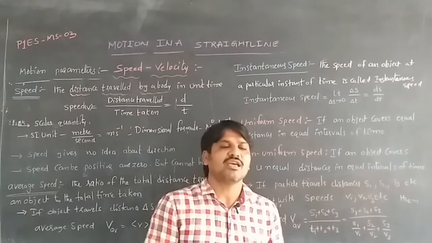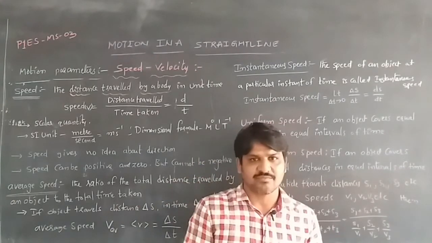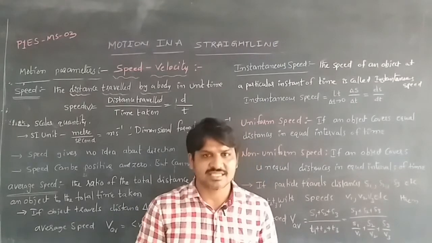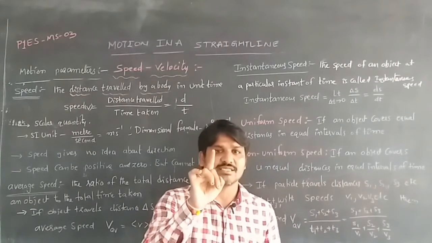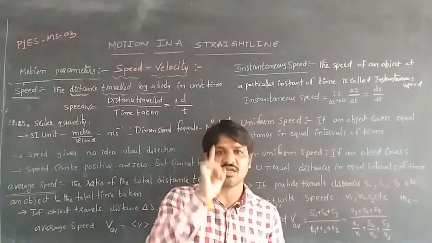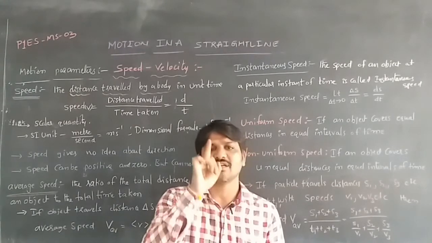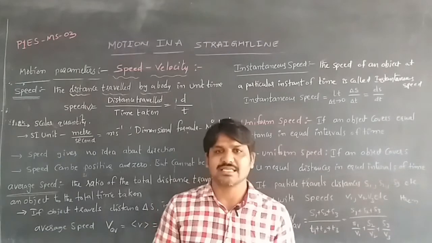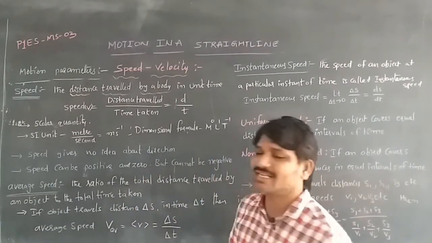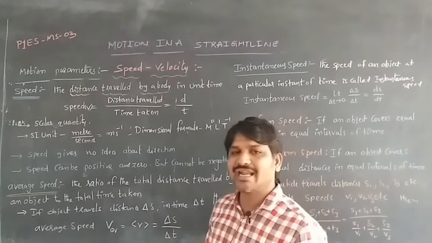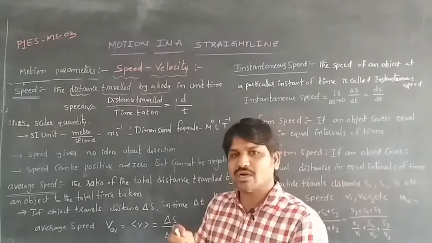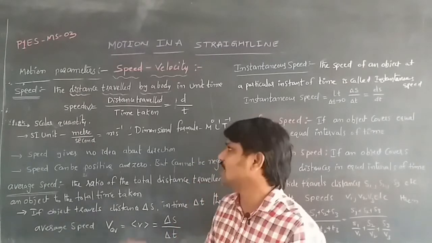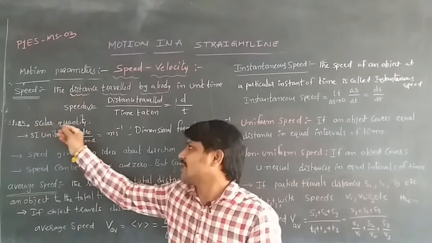If we are going at 60, then we travel 60 kilometers in 1 hour, which means 1 kilometer per 1 minute. Here also we can say that speed does not give any idea about the direction of motion of the body. It has only magnitude and no direction, so it is a scalar quantity.